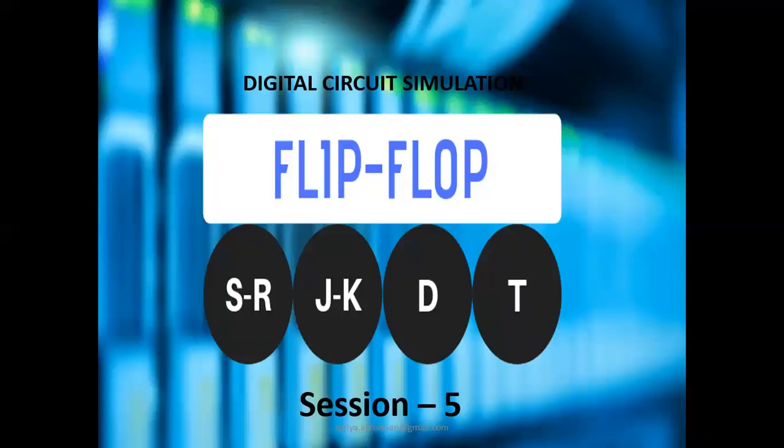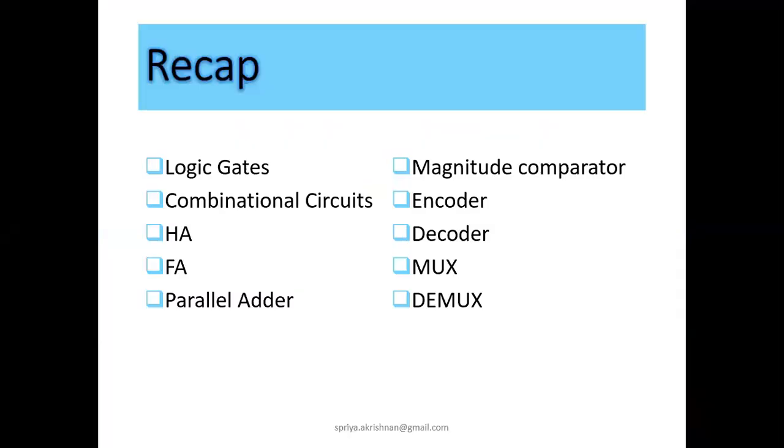In yesterday's class, we discussed the encoder and decoder. Because of the time constraint, we missed the mux and demux, so today I thought of covering them also. After the mux and demux, we will go to the flip-flop. These are the things we already covered: logic gates, combinational circuits, half adder, full adder, parallel adder, magnitude comparator, encoder, decoder, mux and demux.